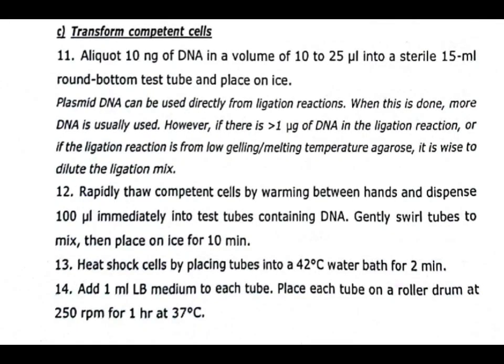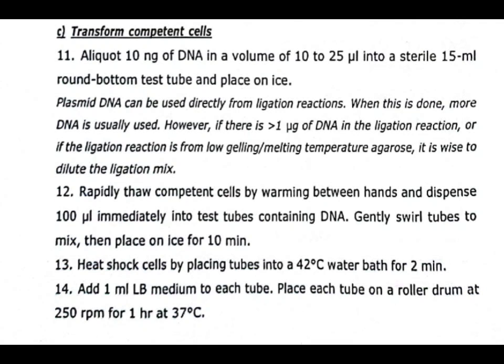C. Transform competent cells. Step number 11. Add 10 ng of DNA in a volume of 10 to 25 microliters into a sterile 15 ml round-bottom test tube placed on ice. Plasmid DNA can be used directly from a ligation reaction. When this is done, more DNA is usually used. However, if there is more than 1 microgram of DNA in the ligation reaction, and if the ligation reaction is from low gelling temperature agarose, it's wise to dilute the ligation mix.